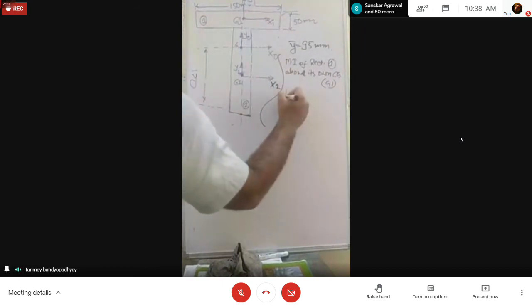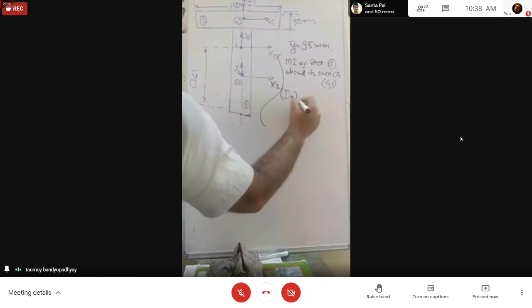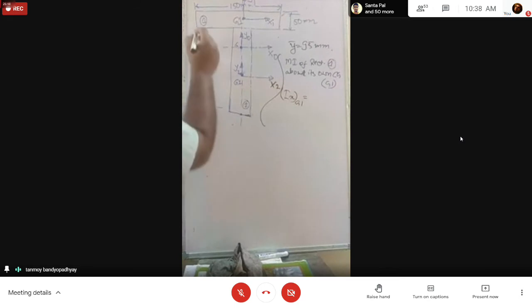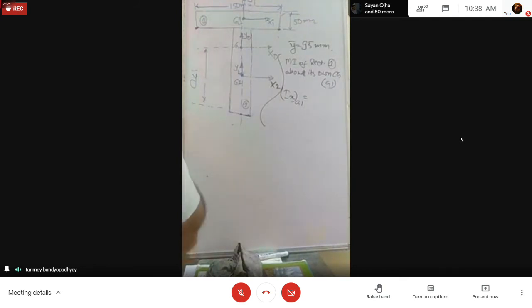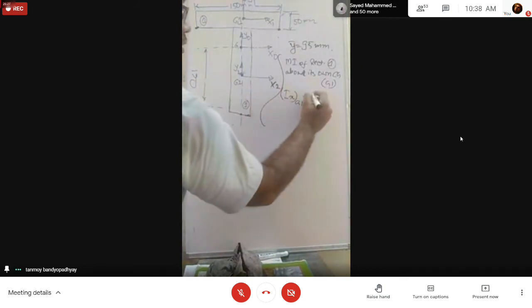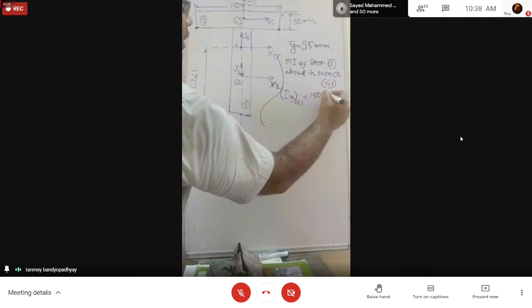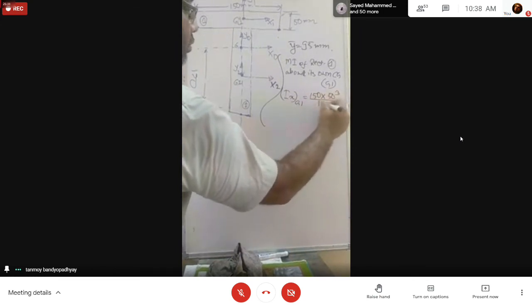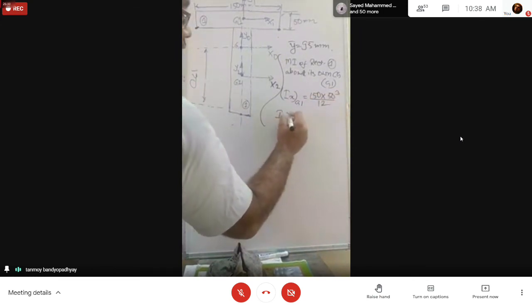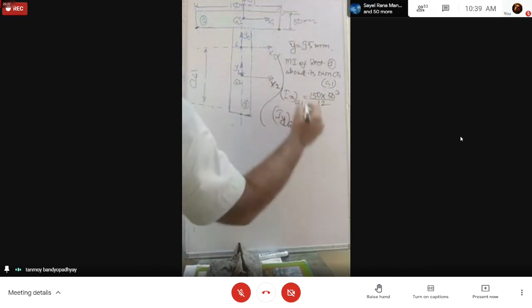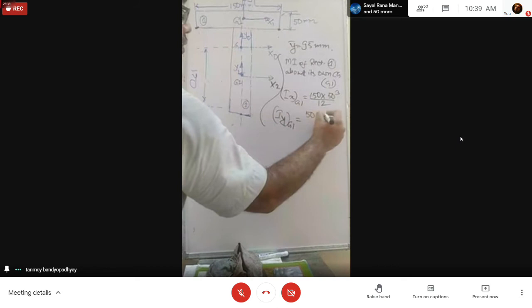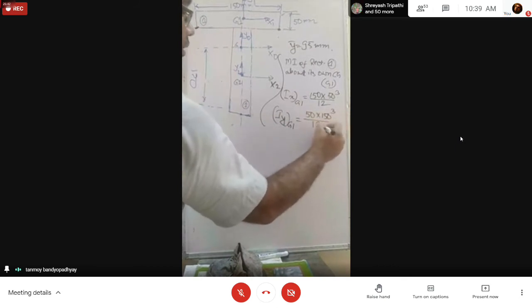So for rectangle 1, let's call it Ix G1. That will be equal to B D cube by 12. What is the base? This distance was 150, I think. So B into D cube divided by 12. Similarly, Iy G1 should be equal to D B cube by 12. The depth is 50, so D into B cube divided by 12.